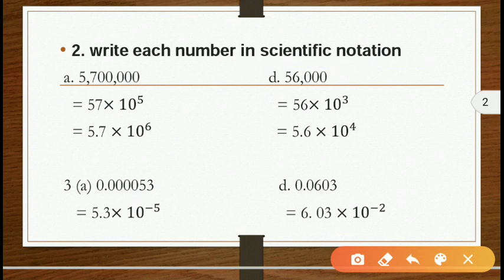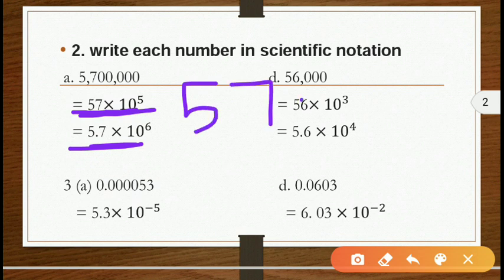Suppose you have one example. First you solve this question: 57 into 10 to the power 5. Now 57, suppose here is a decimal, you want to shift this decimal from here by one digit. How many digits have you crossed?